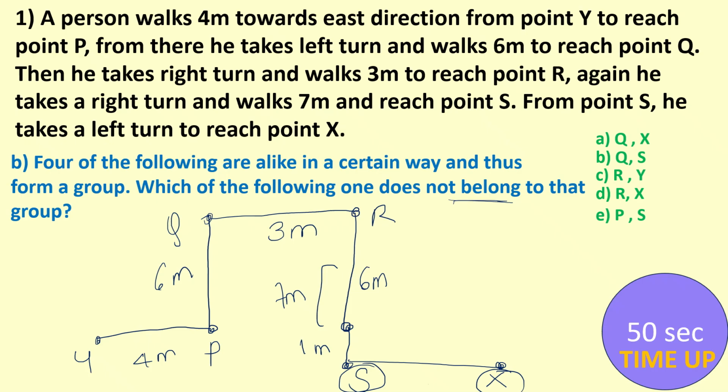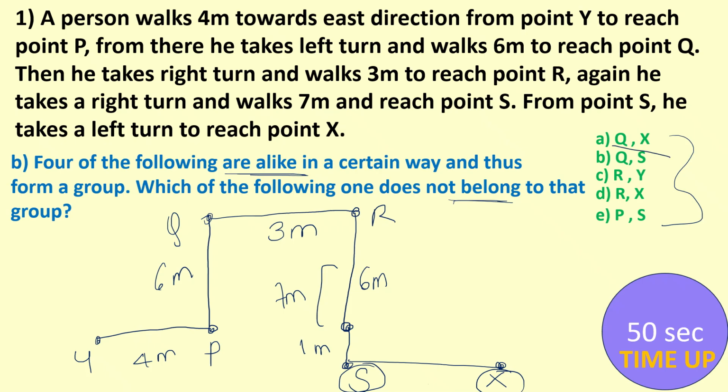Now what the question is saying is that 4 of the following are alike. Alike means 4 of them are the same. In this group, 5 options are there, no? So 4 of them are in the same logic, but one is the odd one out. You need to find out which of the following does not belong to that group. So first we will see QX.